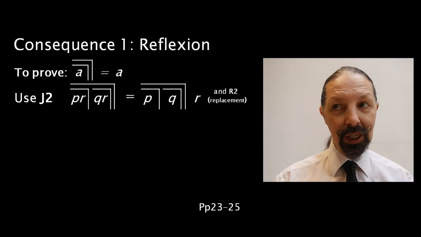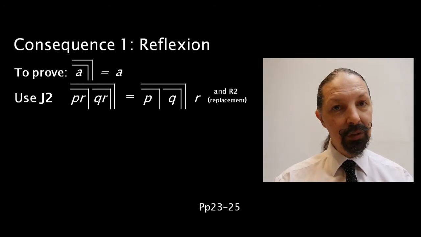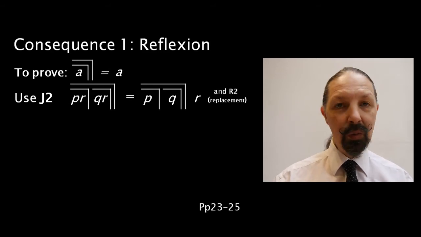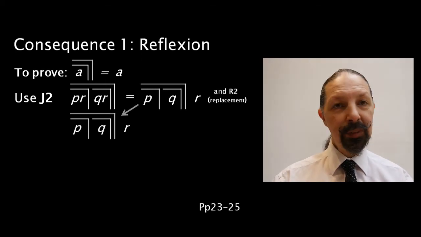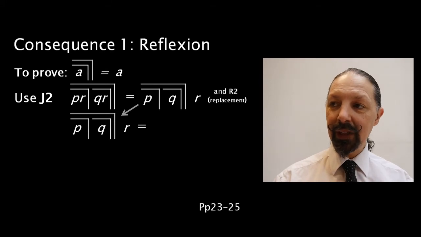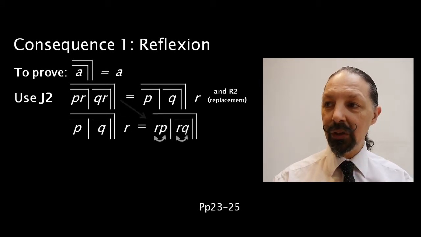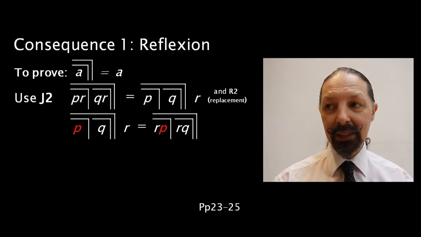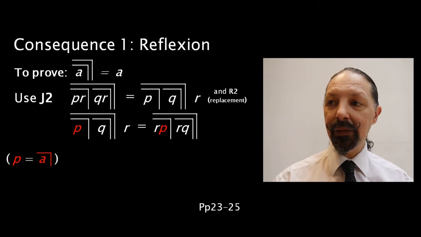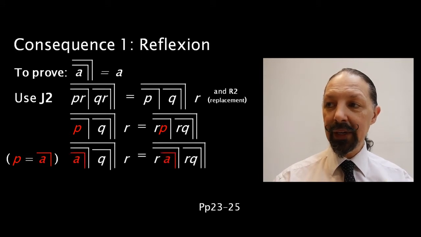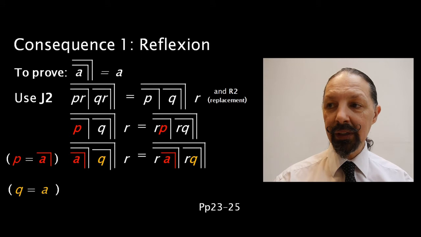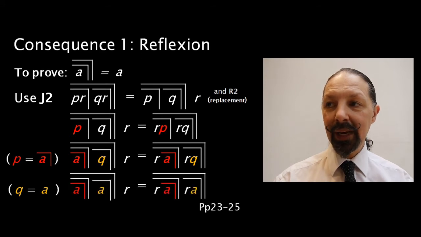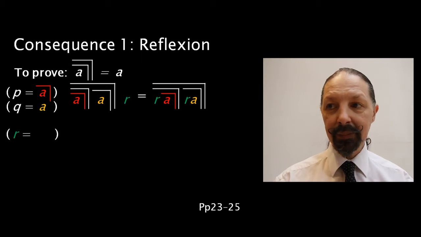Now, we're going to use J2. PR mark over 2, QR mark over 2, mark over 2 equals P mark Q mark over 2, R. We're going to transpose them. So we put the right-hand part of the expression on the left and the left-hand part on the right, and we're going to switch the two terms. We're going to take the P term and substitute the same term, A mark, for it. Then we're going to take the Q term and substitute a different iteration, A, for it. We're going to copy that there. And now we're going to take the R term and substitute A mark over mark for it.